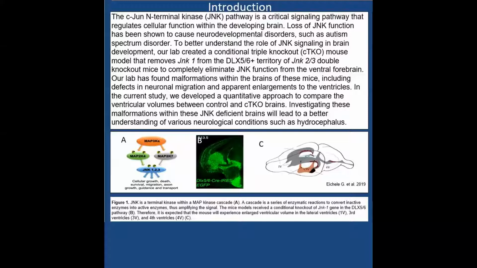From previous work done in this lab, it has been shown that mice with JNK triple knockout show enlarged ventricles. And then in this study, we wanted to develop a quantitative way to measure these ventricular volumes to better understand the relationship of the control brains and our triple knockout.